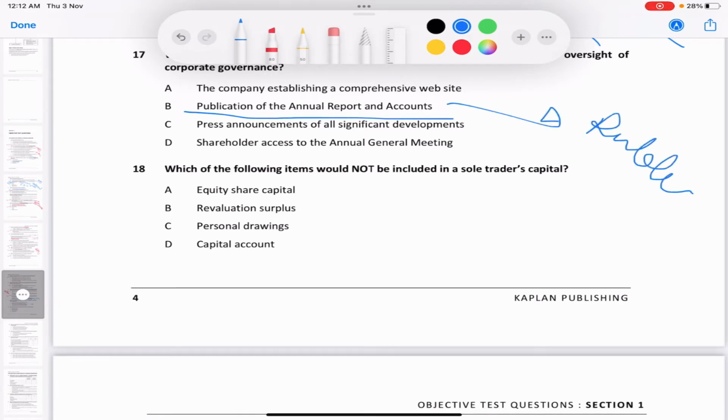If you can recall from the video, if you haven't watched it, please go and watch it. I will link everything in the description box below. So, you remember what public oversight is? Public oversight means you are publishing your financial statements, your annual reports and accounts to the public. So B is straight, the definition of public oversight is B. So B is the answer.